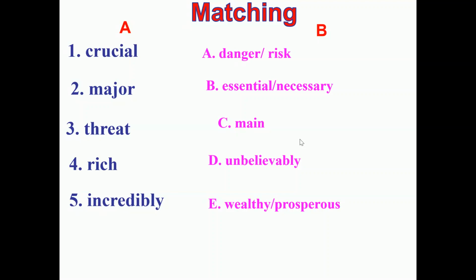Let's check please. Number 1, crucial. This is essential, necessary, okay? Number 2, major, main. Number 3, threat. It means danger, risk. Number 4, rich, wealthy, prosperous. Number 5, incredibly, unbelievably. Okay, good job.